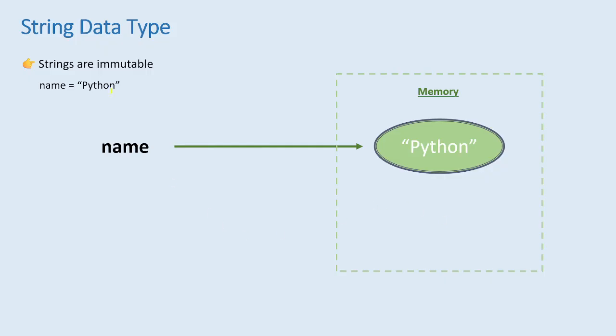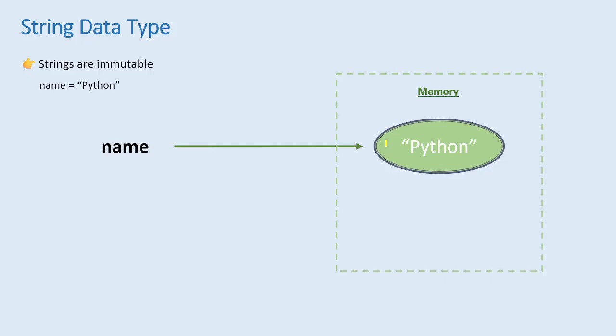Let us take a variable name and assign the string Python to this variable. What happens in memory? A string object is created that holds the value Python, and the variable name points to that object which is created in memory.